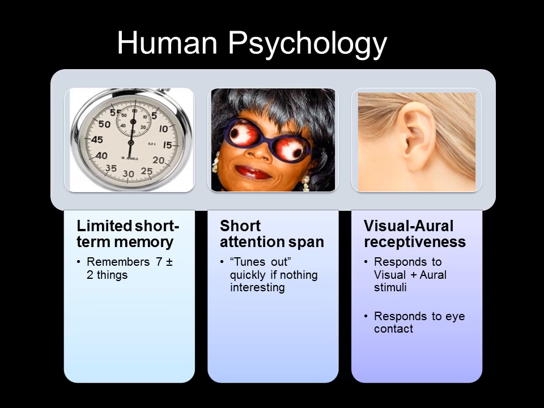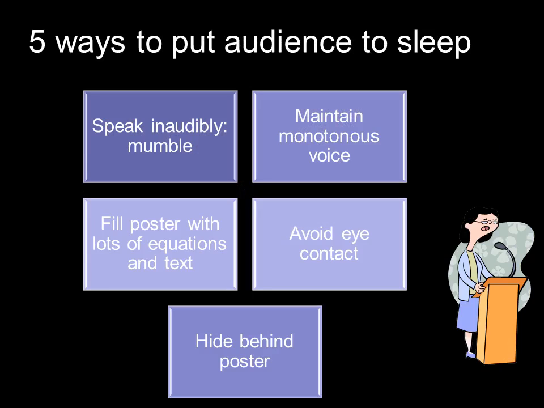However, humans are known to respond positively to visual and oral stimuli. They also respond to eye contact. With this understanding in mind, let's now look at 5 ways you can put your audience to sleep. 1. Speak inaudibly. Mumble your words. 2. Maintain a monotonous voice.